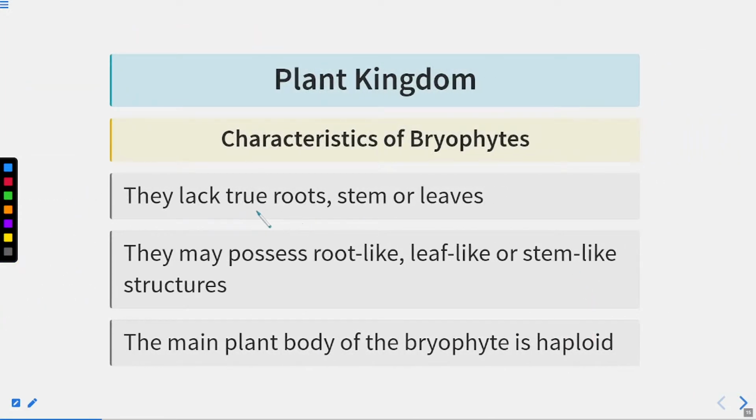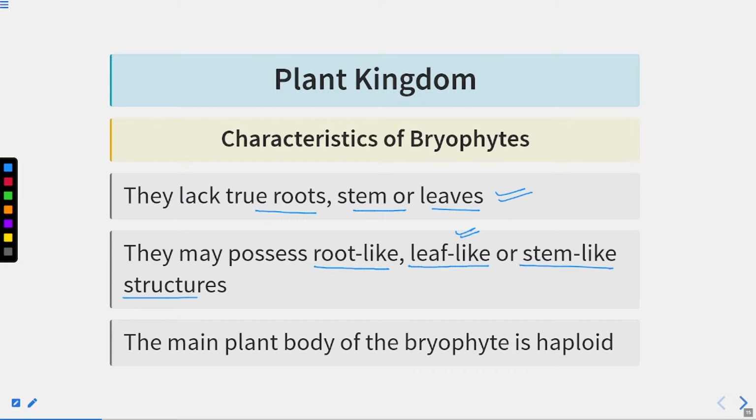So they lack true roots, stem and leaves. We have discussed this. They may possess root-like structure. Why is it called root-like structure? Because it is not a true root. Leaf-like structure, no venation is present there, right? No venation you can see on the moss leaf, and that is why it is called leaf-like structure.